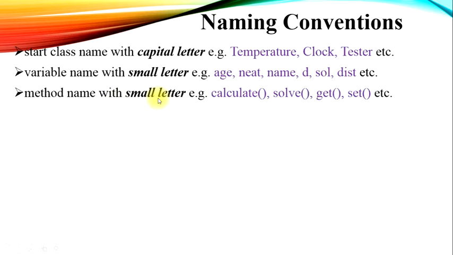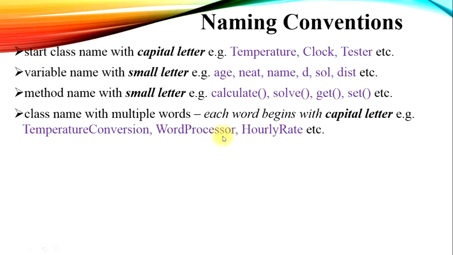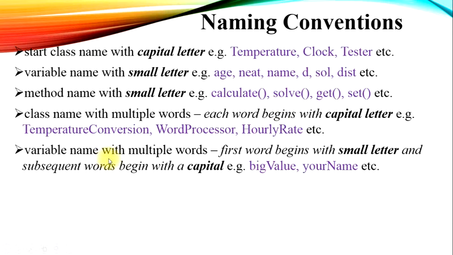Start your method name, we're going to be looking at methods later in the tutorial, also with a small letter. As you can see, calculate, solve, get, and set. Class names with multiple words: for example, TemperatureConversion, WordProcessor, HourlyRate. Start each word with a capital letter. If we have a variable name with multiple words, start the first word with a small letter and subsequent ones with a capital letter. For example, bigValue, yourName. So always follow this convention.